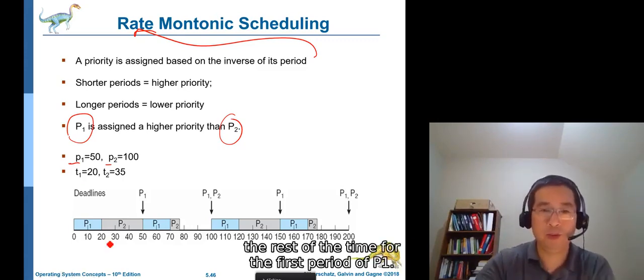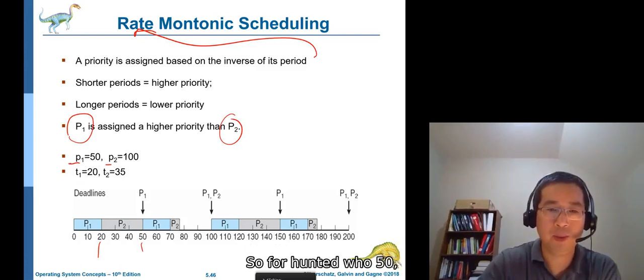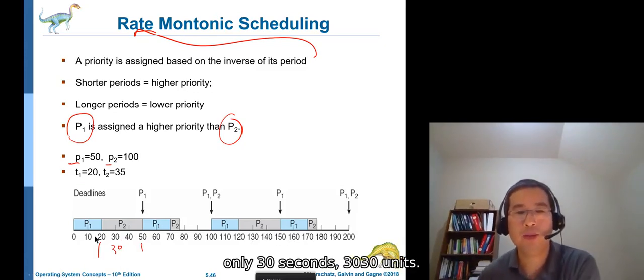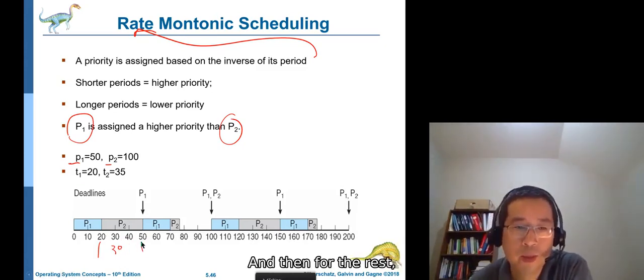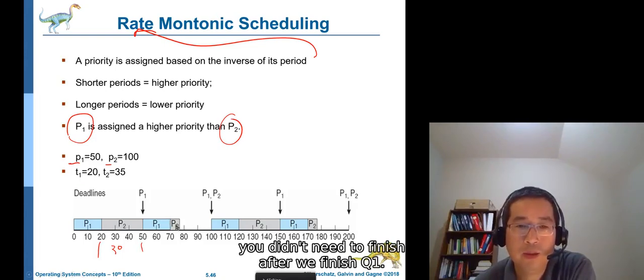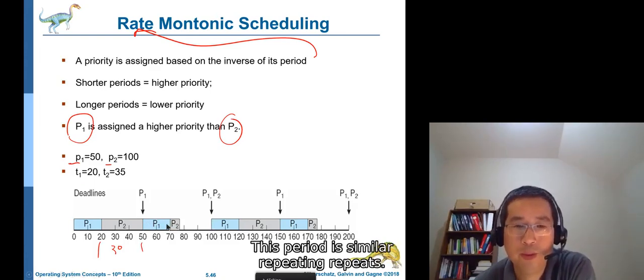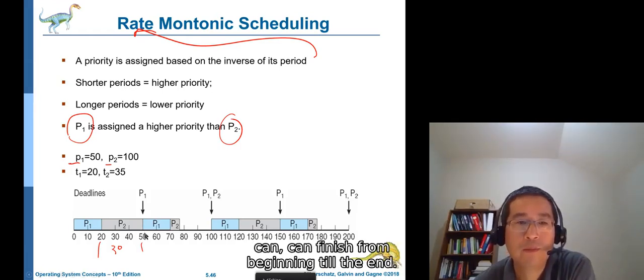So P2 cannot finish till the end. It can only finish the rest of the time for the first period of P1, so from 20 to 50, only 30 units. And then for the rest, it needs to finish after we finish P1 within this period, because P1 repeats the case of the first period of P1 from 0 to 50. That will be the higher priority, so it can finish from beginning till the end.